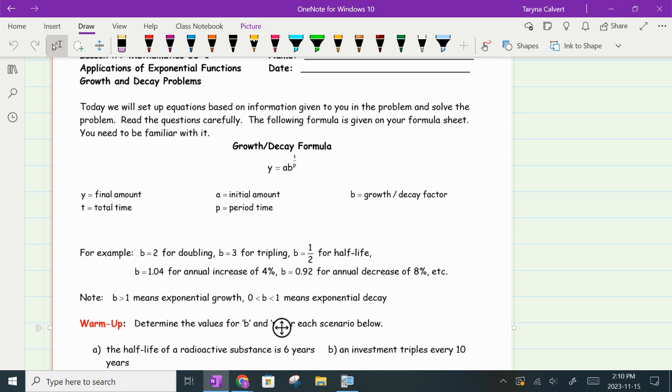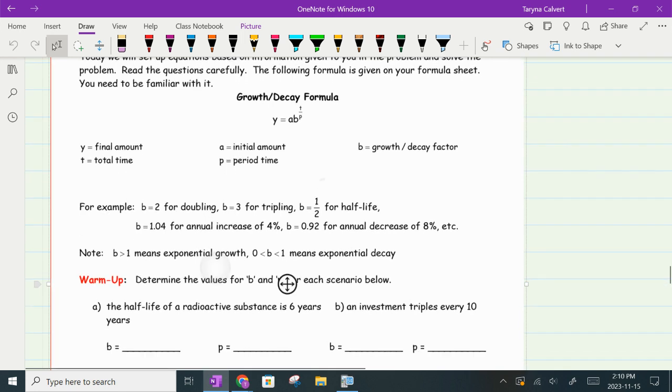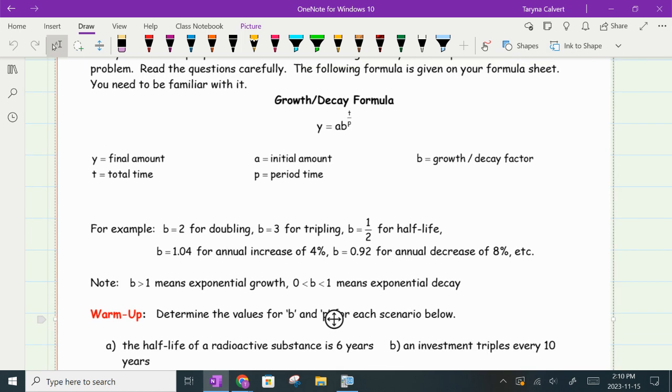So let's go through what this formula represents. Again, y equals A B to the T over P is on your formula sheet, but it doesn't define each piece. You have to know what those pieces represent to be able to build your formulas. Y is going to represent your final amount. Can you picture that with money? With bacteria? A is going to represent your initial amount. Easy to visualize: what we start with.